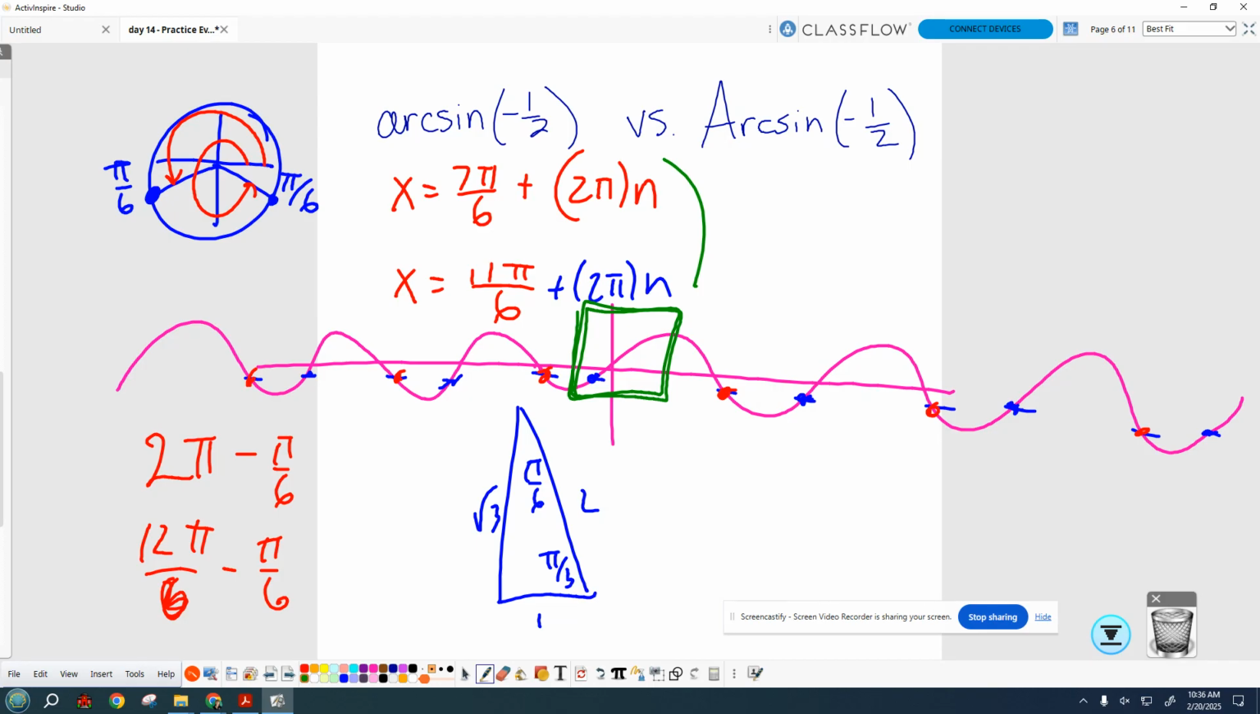It's 7 pi over 6. It's 11 pi over 6. And then add that twice, so 19 pi over 6 and 23 pi over 6 and oh my god, forever and ever. Capital A says give me the answer just in this little viewfinder. There's only one. How do I get that angle?